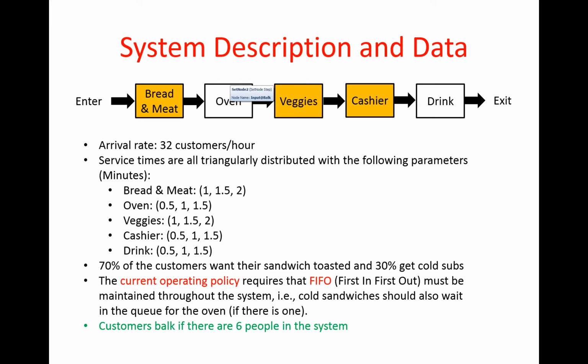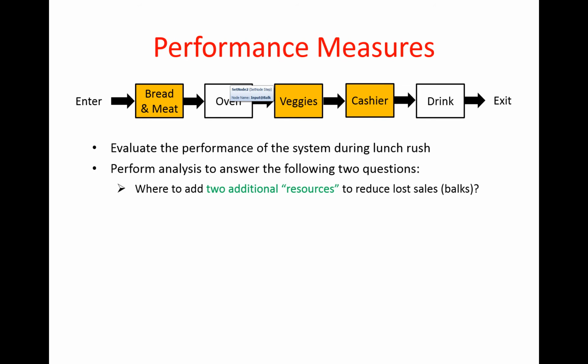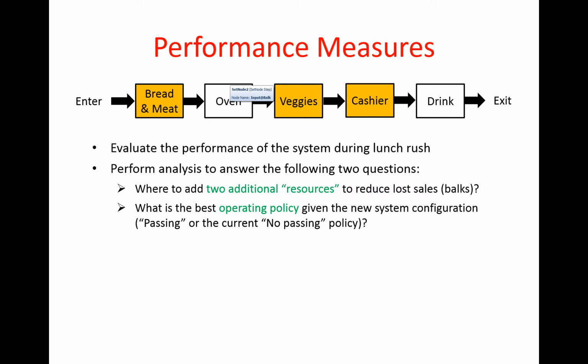So let me go back to my slides here. We're interested in evaluating the performance of the system during lunch rush, and specifically we would like to answer the following two questions. First, we would like to add 2 additional resources to reduce lost sales, and the question is where to put these 2 additional resources. So keep in mind that the resource can be either an oven or a new drink machine or a worker at any of these stages. The other question that we would like to find out is what is the best operating policy under the new system configuration? Should we allow passing or just stick with the current no passing policy?